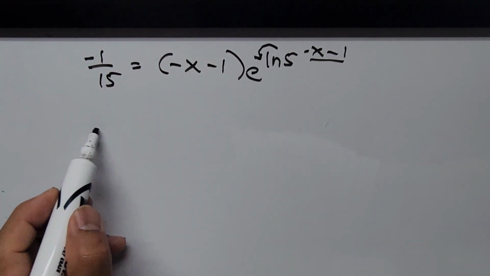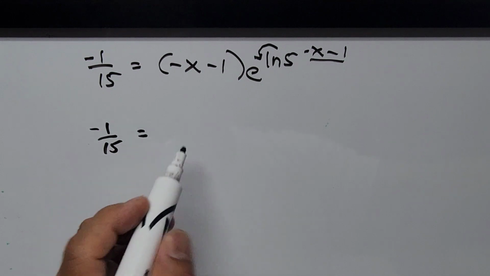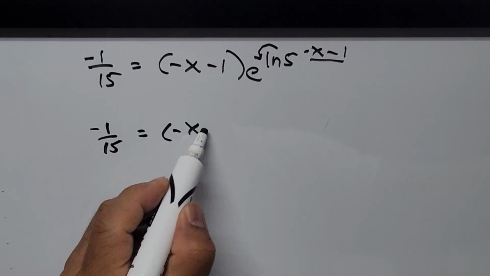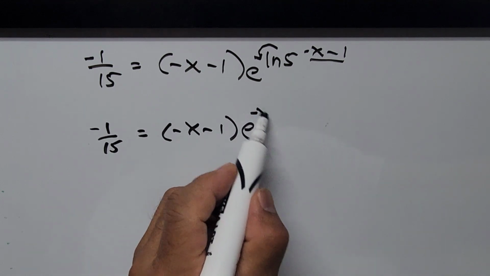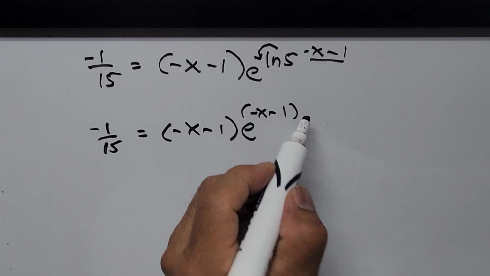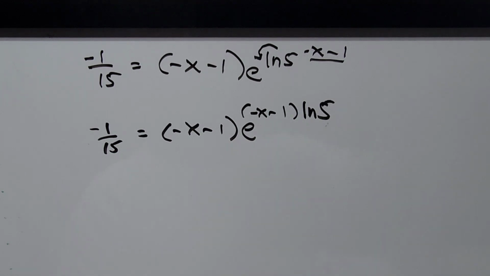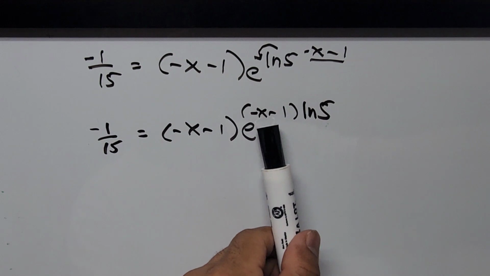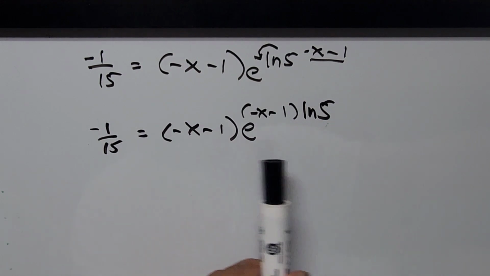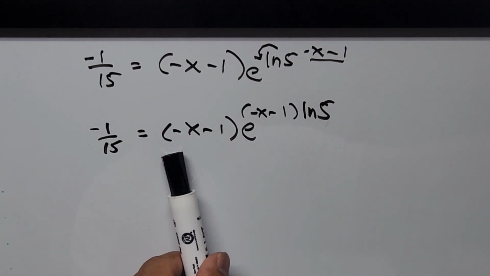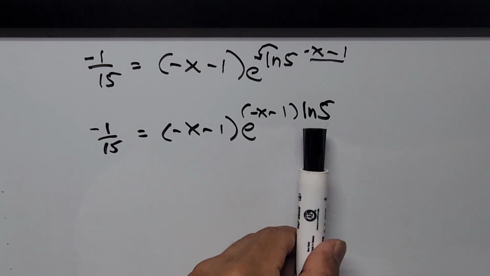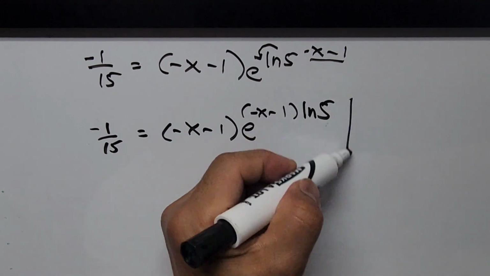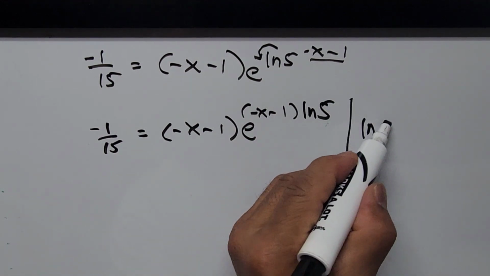So we have now negative 1 over 15 equals negative x negative 1 times e to the power of negative x negative 1 times ln of 5. So now take a look. If you notice, the exponent is in this format now. The difference is we don't have ln of 5 in the base. So what we have to do is multiply the whole equation by ln of 5, right? So we have here now, multiply the whole equation by ln of 5.